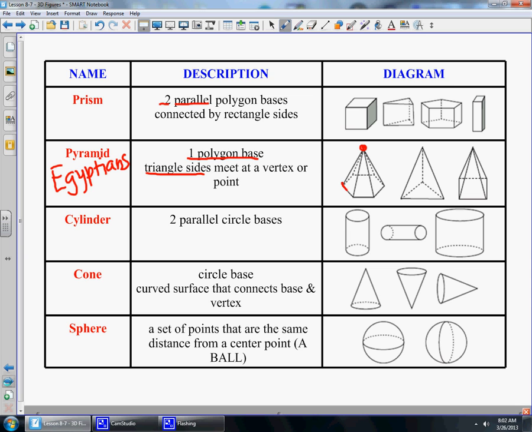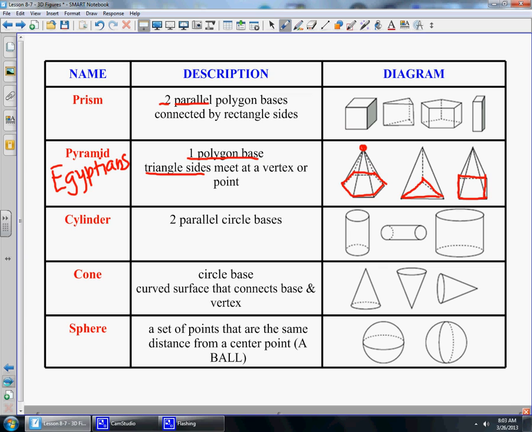So if you look at this here, it's a 1, 2, 3, 4, 5, 6-sided figure. So a 6-sided figure is a hexagon, and it has the triangle faces, so it's a hexagonal pyramid. Here we have a triangular pyramid, and here we have a square or rectangular pyramid.